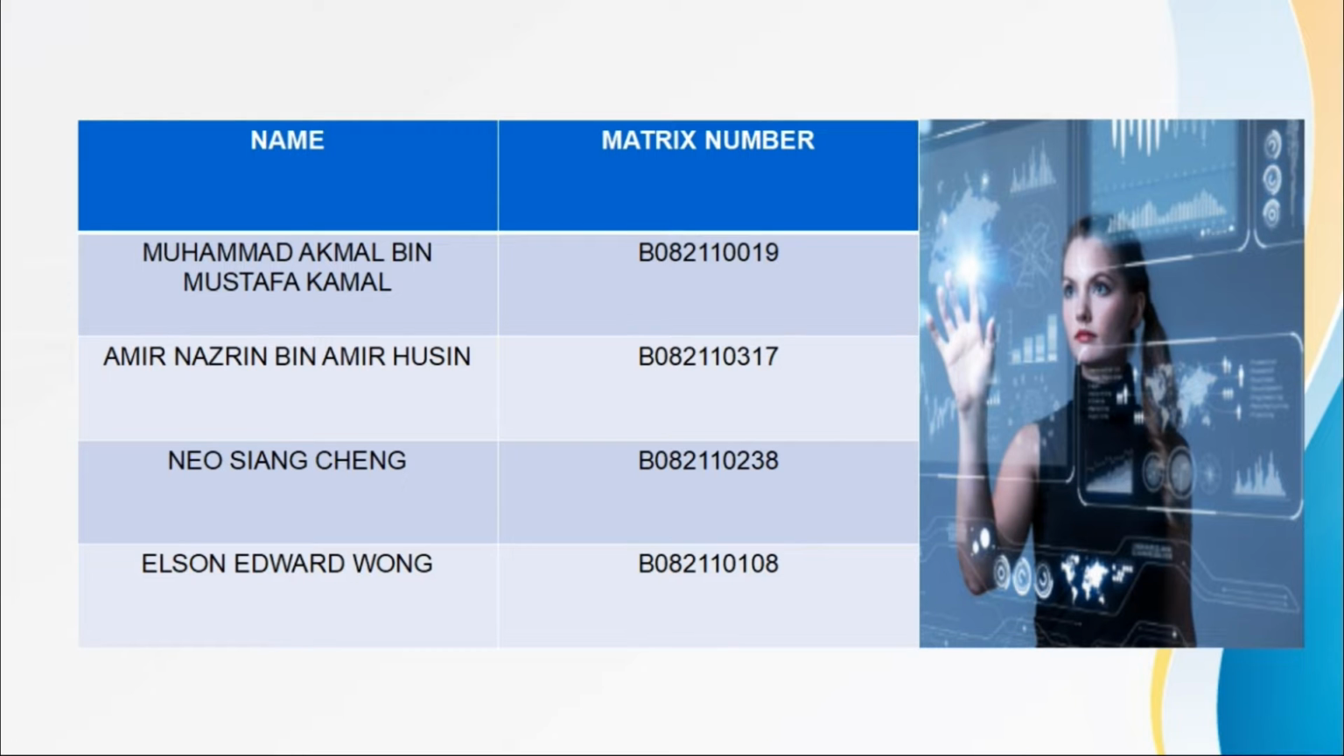And the third member is me. My name is Siang Cheng. My matrix number is B082110238. And the last member is ELSON WONG. The matrix number is B082110108.